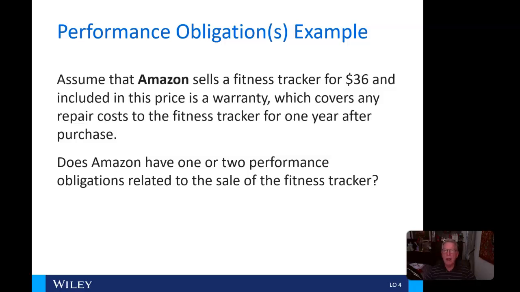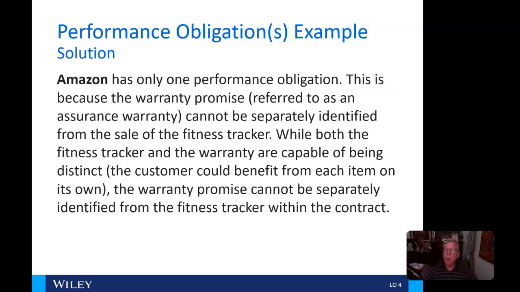Okay. It has only 1 performance obligation. That's because the warranty promise, referred to as an assurance warranty, cannot be separately identified from the sale of the fitness tracker. While both the fitness tracker and the warranty are capable of being distinct, and the customer could benefit from each item on its own, the warranty promise cannot be separately identified from the fitness tracker within this contract.